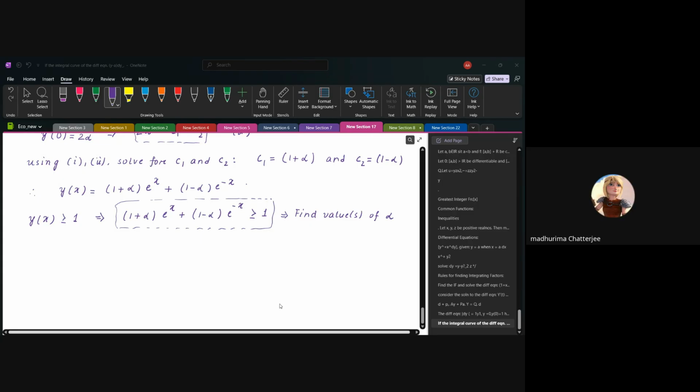We can take three cases: x tends to plus minus infinity and x tends to 0. Why do we need to take these three cases, Madhurima?